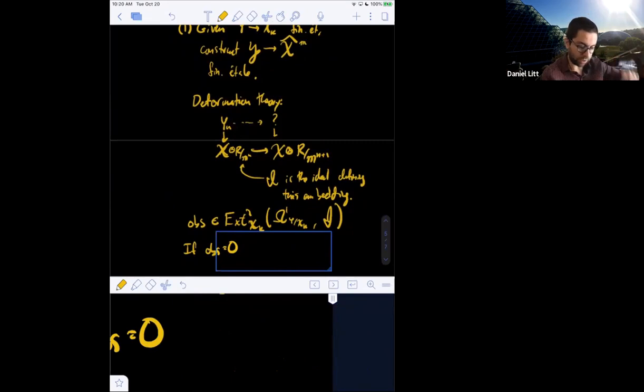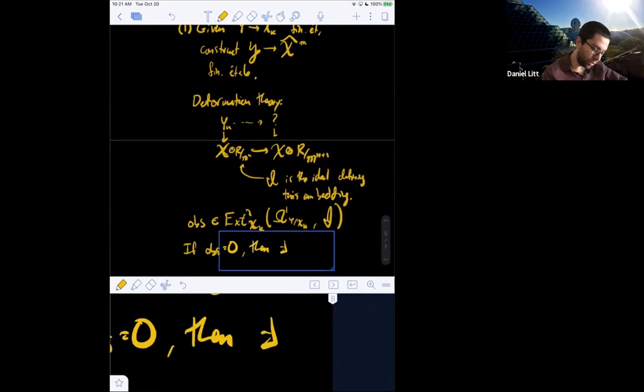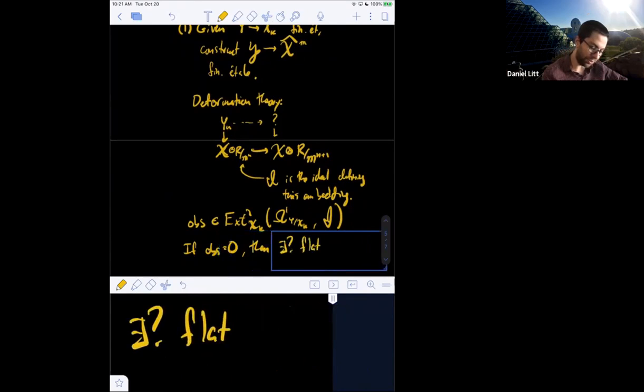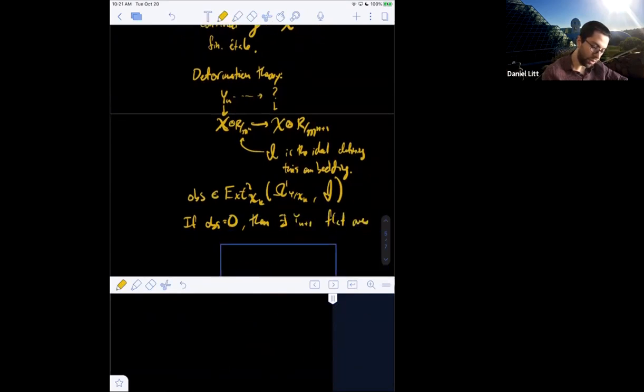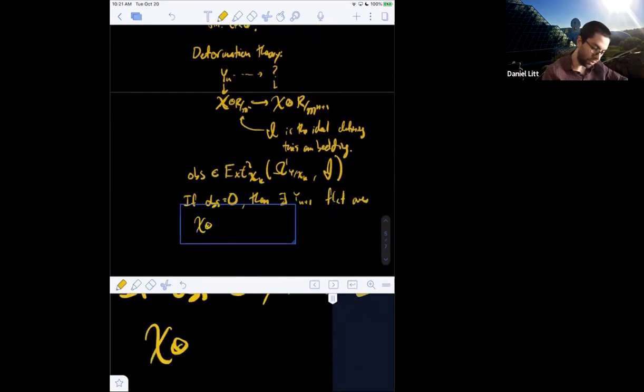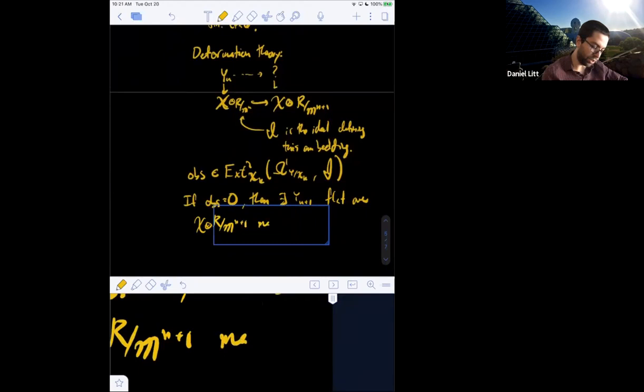So if this obstruction class equals 0, then there exists a flat, maybe I shouldn't have used a question mark here. There exists Y_{n+1} flat over X tensor R mod M to the n plus 1, making the diagram Cartesian.